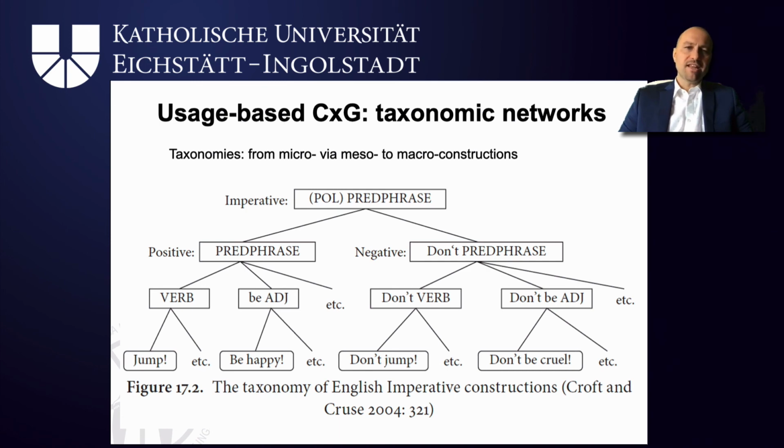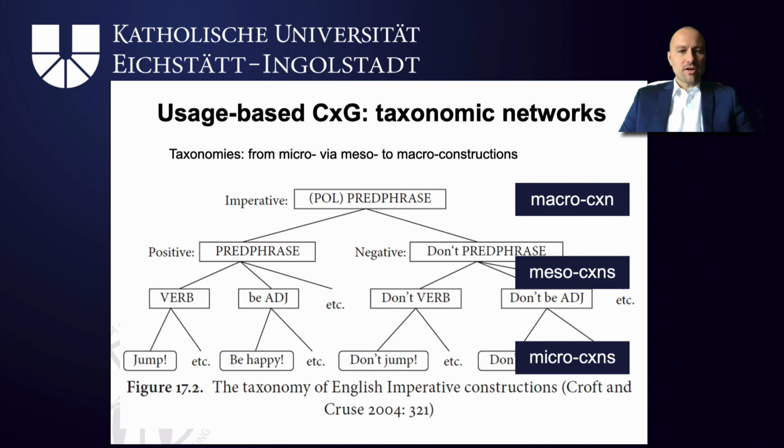Finally, we've already seen the networks. Usage-based construction grammar assumes taxonomic networks. So instances like jump and eat and clean your room will lead to a verb generalization imperative construction. Be happy, be nice will lead to a be adjective construction. And comparatively negative imperatives like don't jump, don't do this, or don't be adjective constructions, don't be cruel, don't be silly, will lead to the don't be adjective and a don't be verb construction for the imperative respectively. And then you can generalize to higher levels, positive imperatives and negative imperatives.